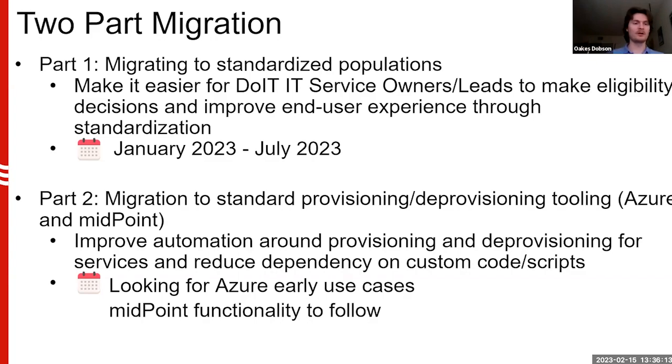But for the first part of this migration, the stuff that we're doing right now, we're reaching out to all of the different service owners within DoIT. So say the mail team, who also happens to support Zoom, we would reach out to those service owners and leads to make decisions to potentially swap in standardized groups where possible, and then also just to try and generally improve end user experience.